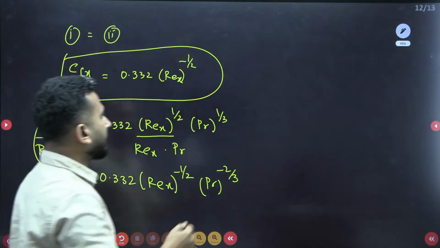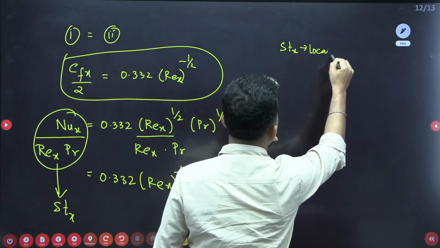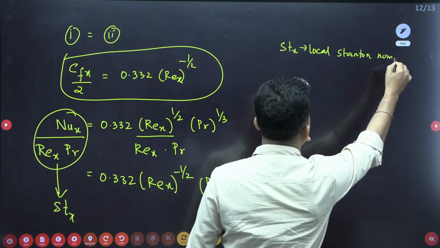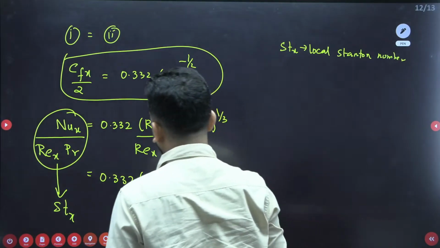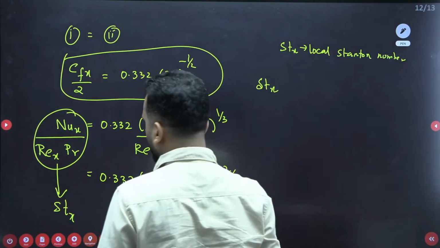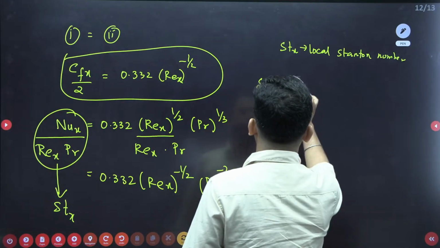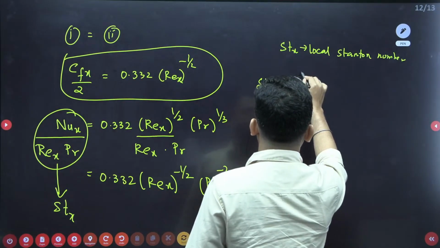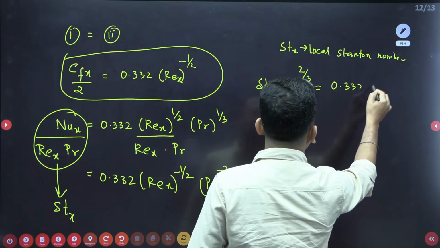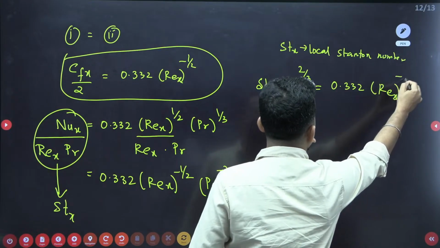This is known as local Stanton number. Okay, so this I can write as St_x. And Prandtl number to the power minus 2 by 3, if I bring it here, it will be Prandtl number to the power 2 by 3, and that is equal to 0.332 local Reynolds number to the power minus 1 by 2.